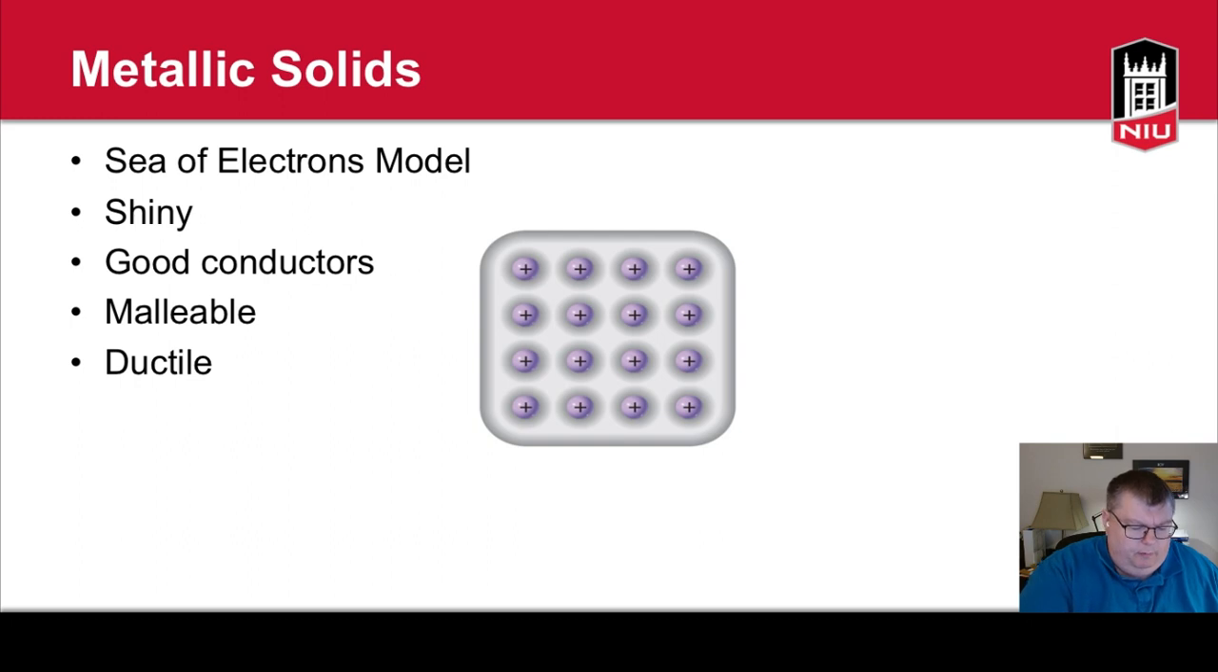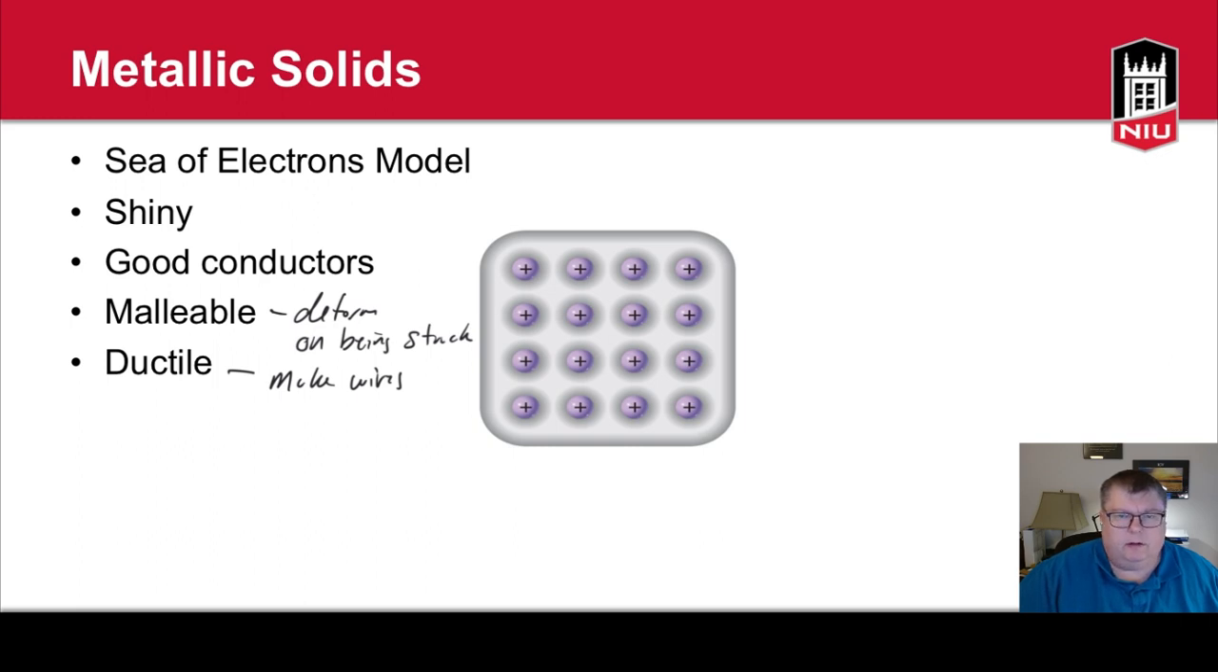Metallic solids are modeled by what we call the sea of electron model. In other words, we have these positive spheres of the nuclei in this just sea of electrons, just electrons flowing all over the place. This explains the properties of metals, that they're shiny, they're good conductors of heat and electricity, and they're malleable and ductile. Malleable means they deform on being struck, and ductile means they can make wires. You can pull them apart.